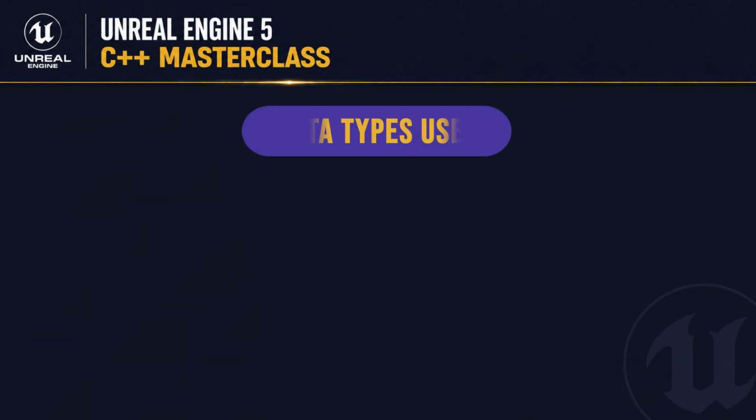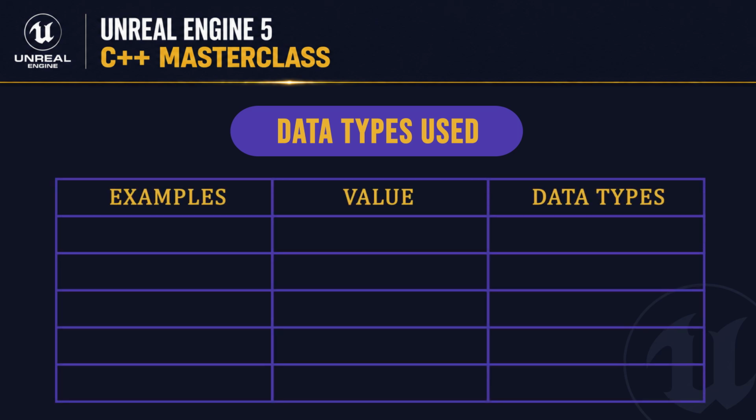Now let's understand which data types are being used here. First, the player's name is Robert. Robert is a collection of characters. R-O-B-E-R-T. This type of data is called a string. Next, the player's health is 80.5. Health can contain decimal values. And this type of data is called a float, or floating point data type.